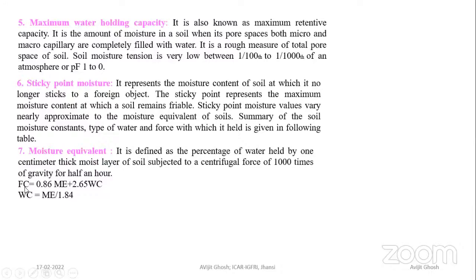And it is defined that field capacity equals 0.86 into moisture equivalent plus 2.65 into wilting coefficient or wilting point. And wilting coefficient is also used to determine moisture equivalent. Roughly, wilting coefficient is moisture equivalent divided by 1.84. These formulas are very important for solving any mathematical question asked in GRF or SLF.